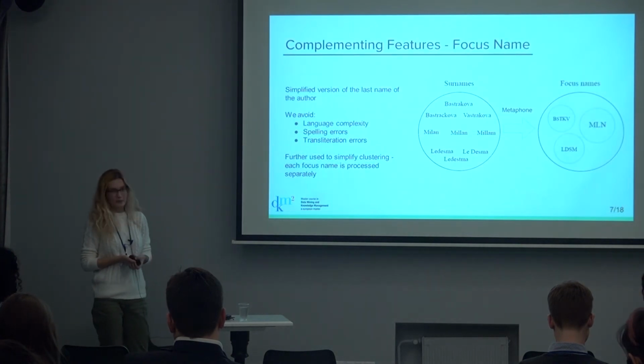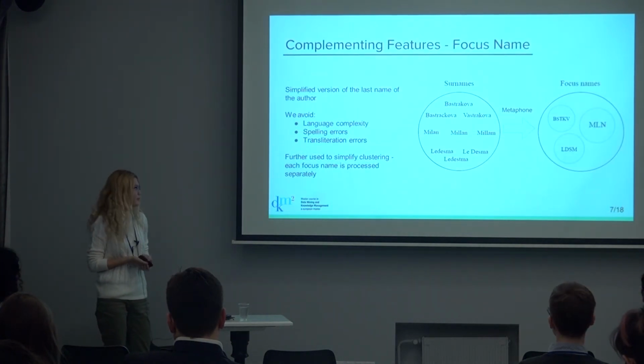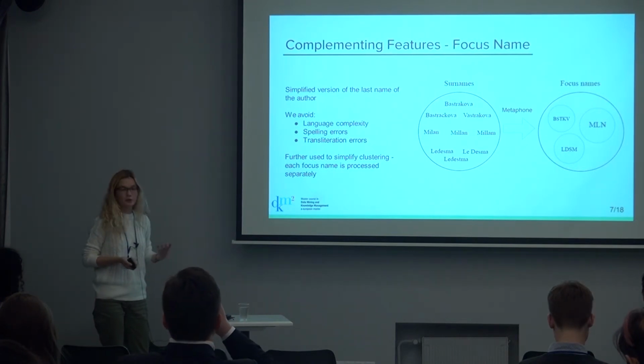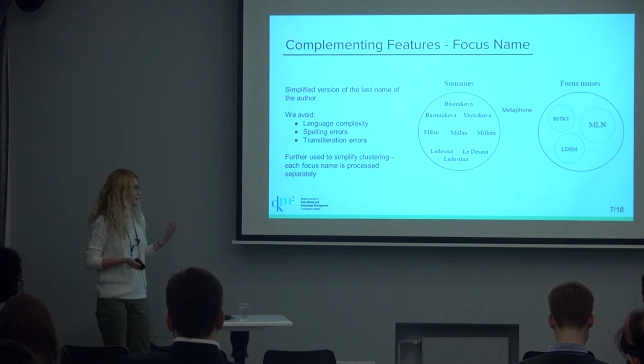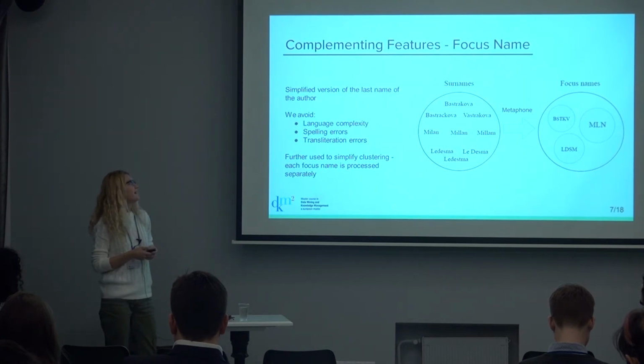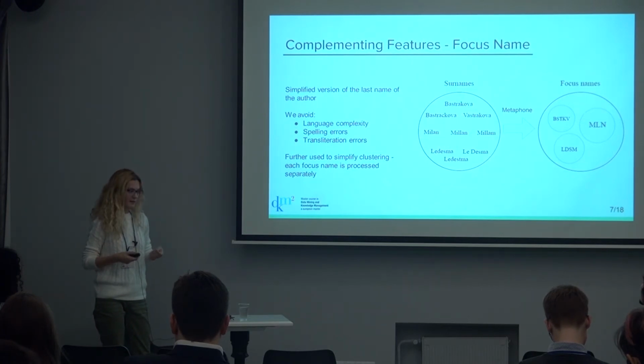So first one, the focus name. This is maybe the most important feature. This is basically a simplified version of an author's surname. So we take the surnames and we run them through the metaphone algorithm, which gives us results like those presented there. This allows us to avoid many mistakes, to avoid language complexity, transliteration problems, and solves many issues like that.